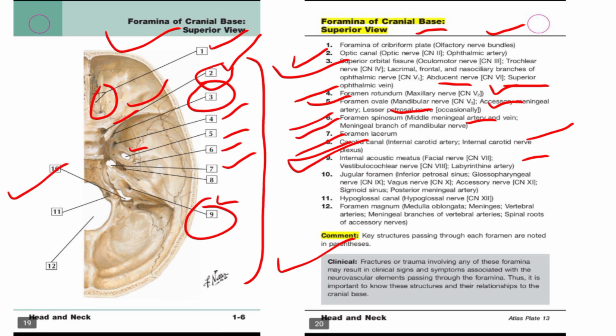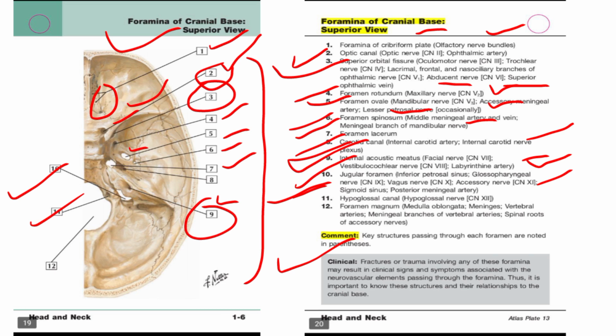And the tenth you can see here is the jugular foramen, where the inferior petrosal sinus, glossopharyngeal nerve, cranial nerve 9, vagus, cranial nerve 10, and the accessory nerve, cranial nerve 11, sigmoid sinus and posterior meningeal artery pass. From the jugular foramen, cranial nerves 9, 10 and 11 pass. Easy to remember.